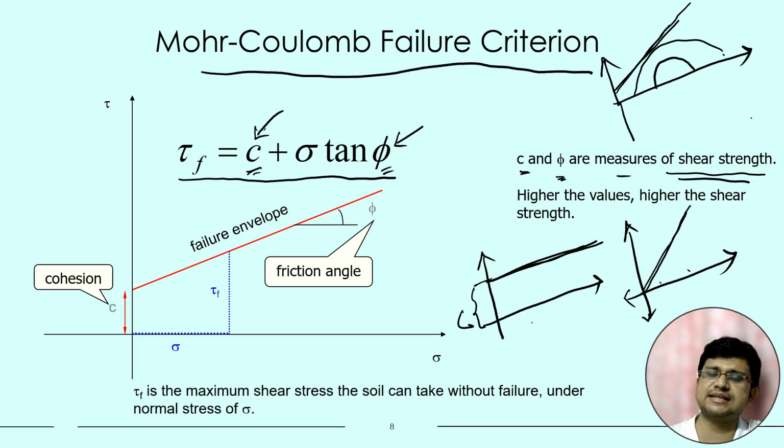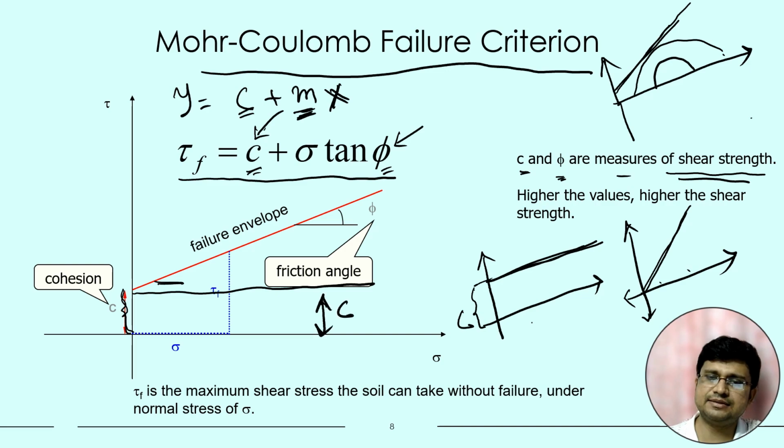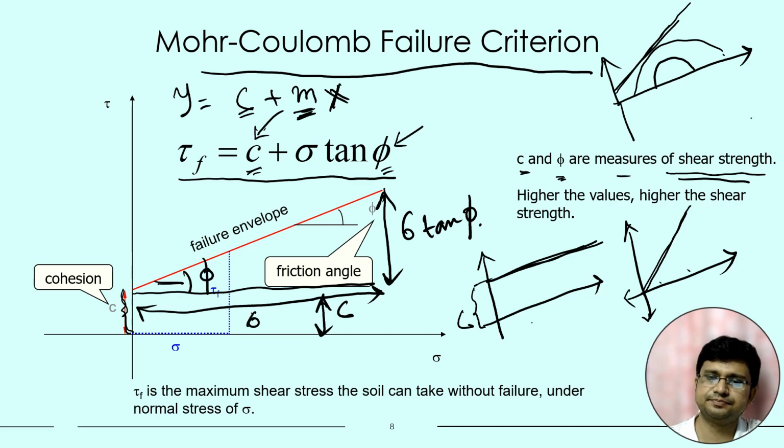This particular equation is very similar to y equals mx plus c. We know that m is the slope and c is the intercept. This is the c, and m is the slope, tan theta. So this value is the c, this value is our sigma tan phi, and this is sigma. This particular angle is phi.